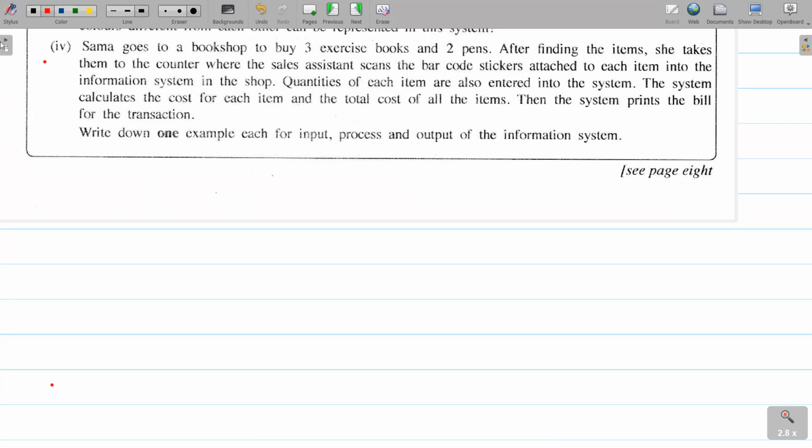Right? So if we are going to have that, what we can do is, I'm going to underline the inputs in red. Look at this. One of the inputs is going to be the sales assistant scanning the barcode stickers. So the barcode is going to be an input.